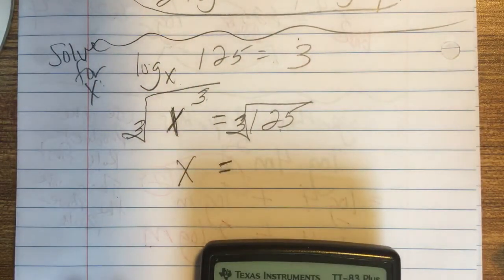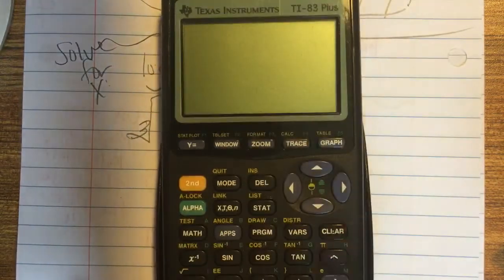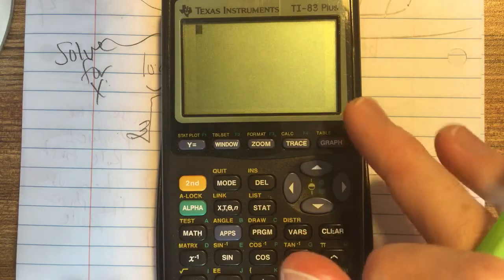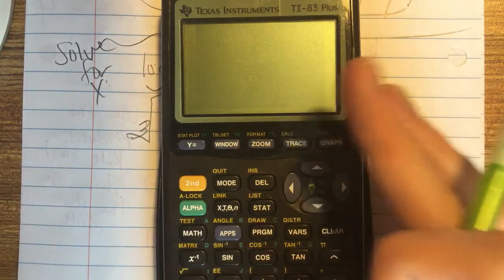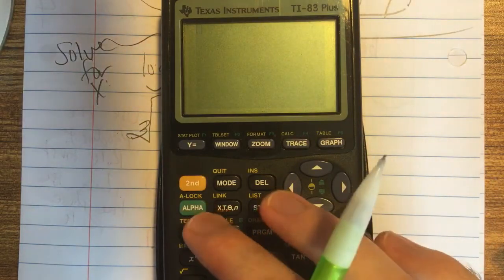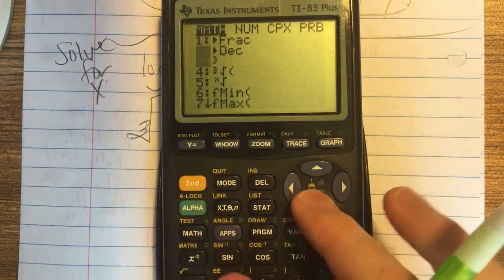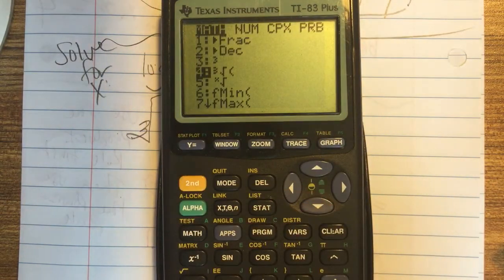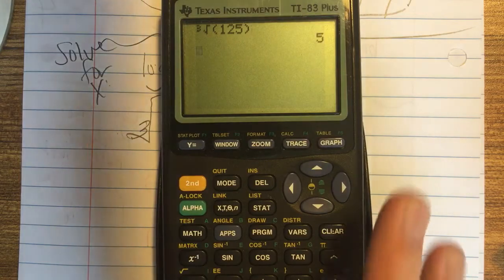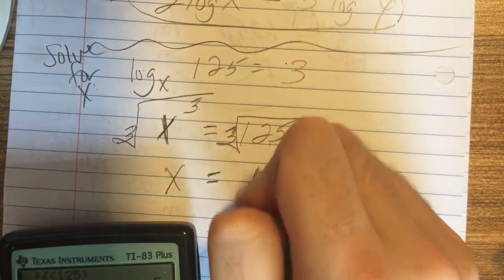We could do this in two different ways on our calculator. On our graphing calculator, our Texas Instruments TI-83 or 84, we can use the math key and go down to the fourth option, which is the cube root, and put in our radicand of 125, and that would come out to be 5, so x does equal 5.